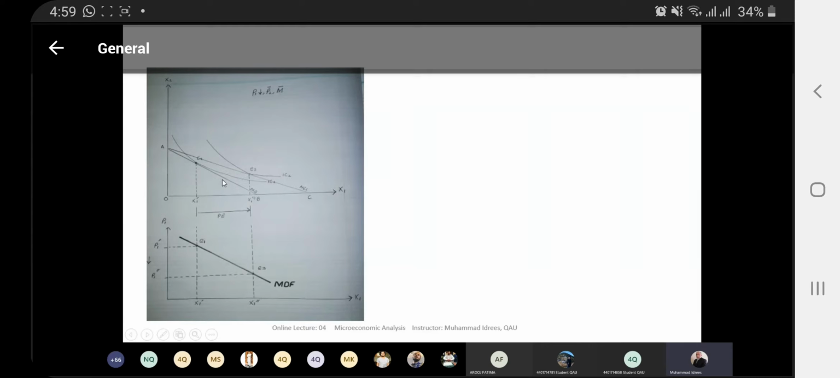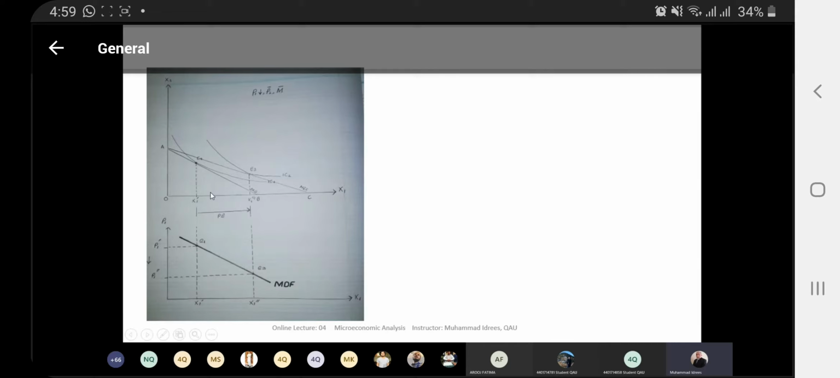In panel number 1, along the vertical axis, we were measuring the second commodity. In panel number 2, along the vertical axis, we are measuring price. So if this small e1 and small e2 are joined, we get the Marshallian demand function, which is the ordinary demand function. So what is this demand function telling us?